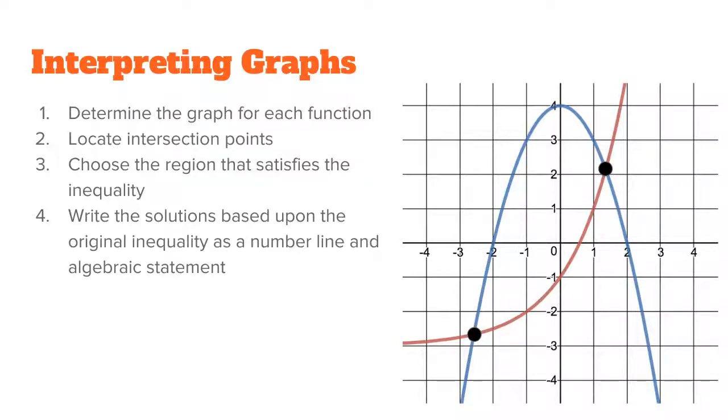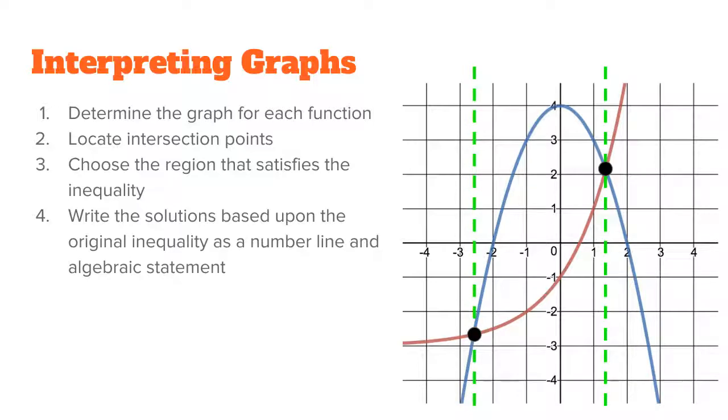Based upon my work from earlier units, I would know that this blue graph looks like a parabola, and it seems to be that this red graph is an exponential function. And there are two intersection points, so this is going to create a double boundary inequality problem.